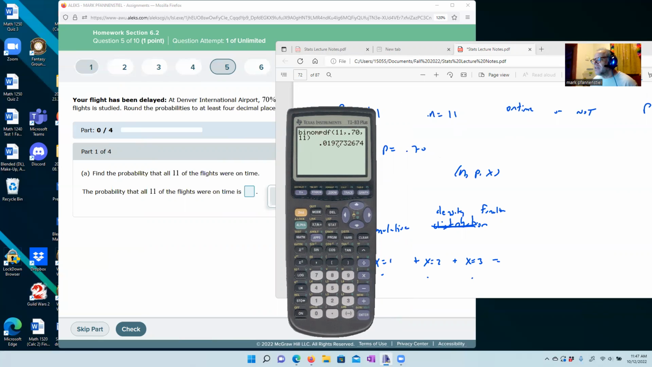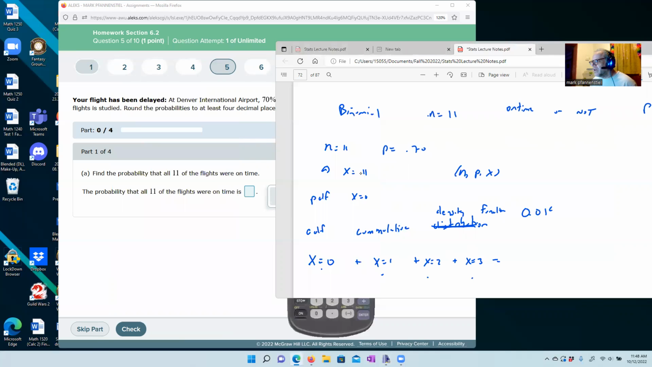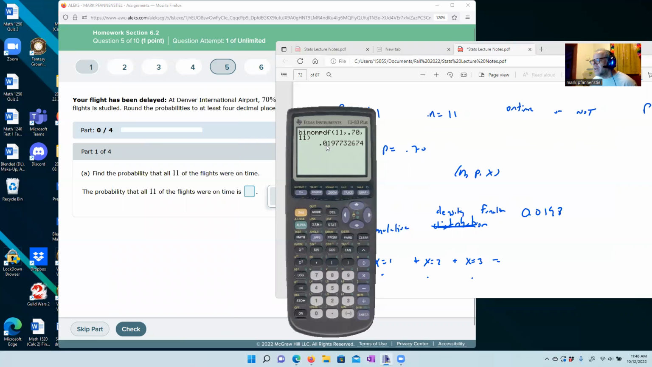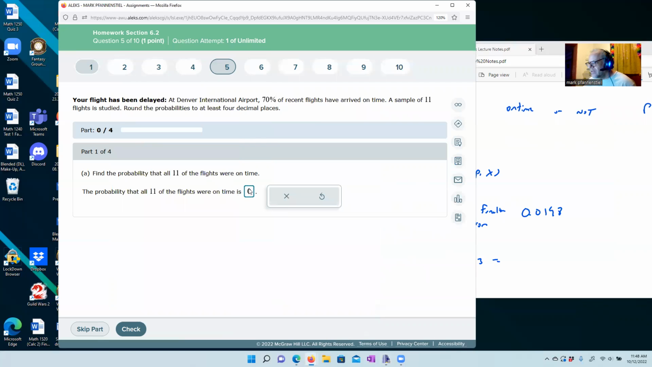This 7 looks like it's going to round up to an 8 here, so we're going to say 0.0198. Okay, so 0.0197 is going to go to an 8, so that's what I'm going to type in here. We're going to say 0.0198. All right, and we'll check.